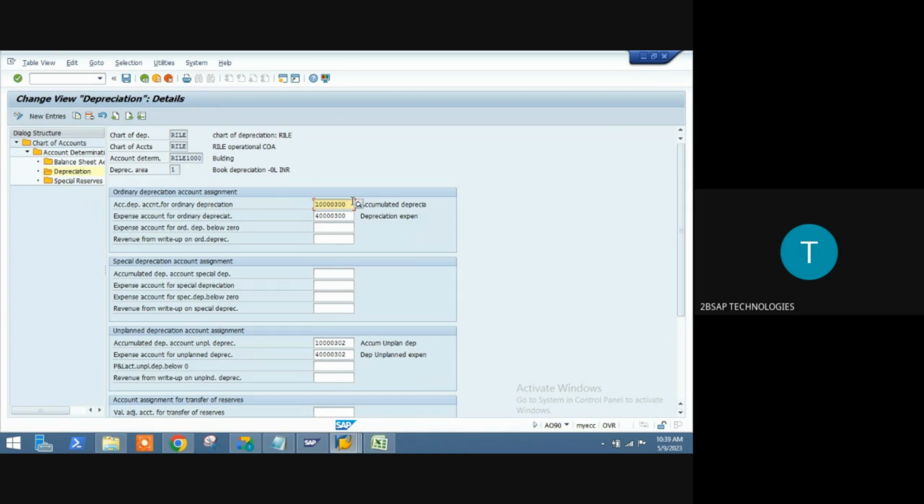So if you want to finalize your asset class, what you need to finalize first, sir? Account determination.